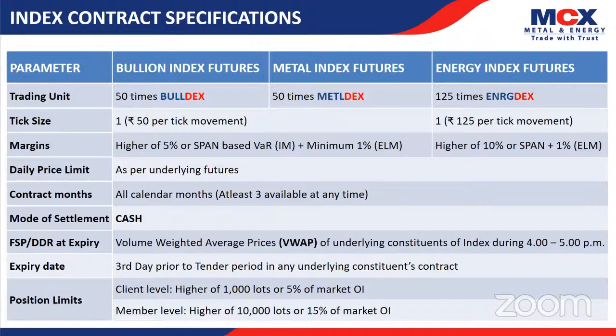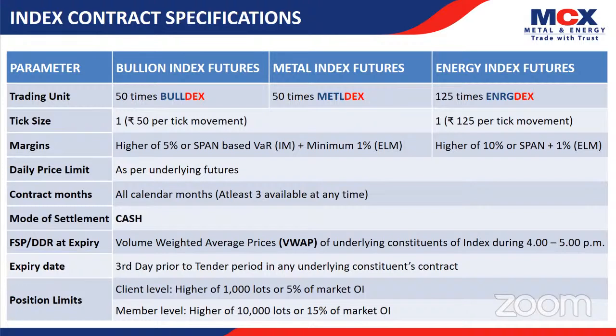Margins, since they are risk mitigated products, are relatively lesser as compared to the underlying futures contracts. I have a slide prepared, I'll show you that as well. The advantage here is that the contracts which are available are all cash settled. All index derivatives are cash settled products. They are lesser value products as compared to the underlying futures contracts, and since weightages are assigned, the risk is also less here.